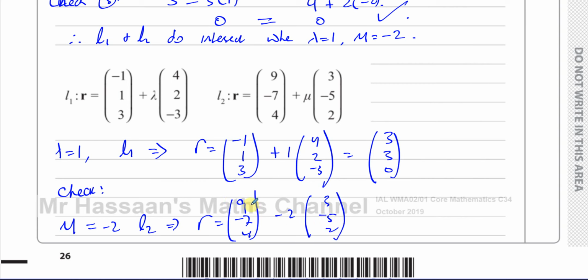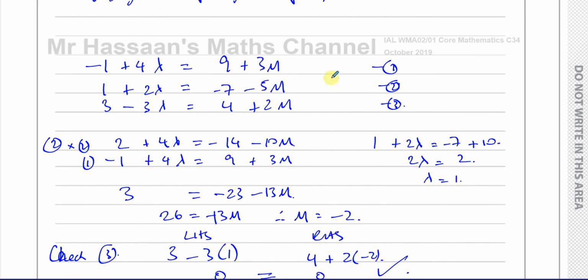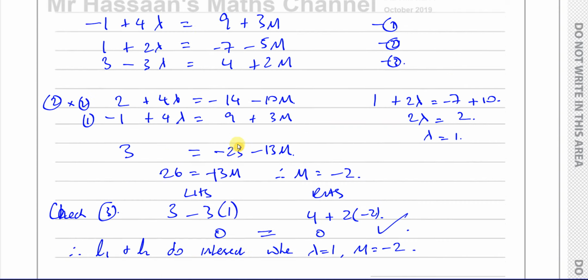But the way to do it, to show they intersect, the general way that we know, is we solve a pair of those equations, find the value of lambda and mu. If that same value of lambda and mu satisfies the third equation, then they definitely do intersect. If they don't, then they don't intersect.